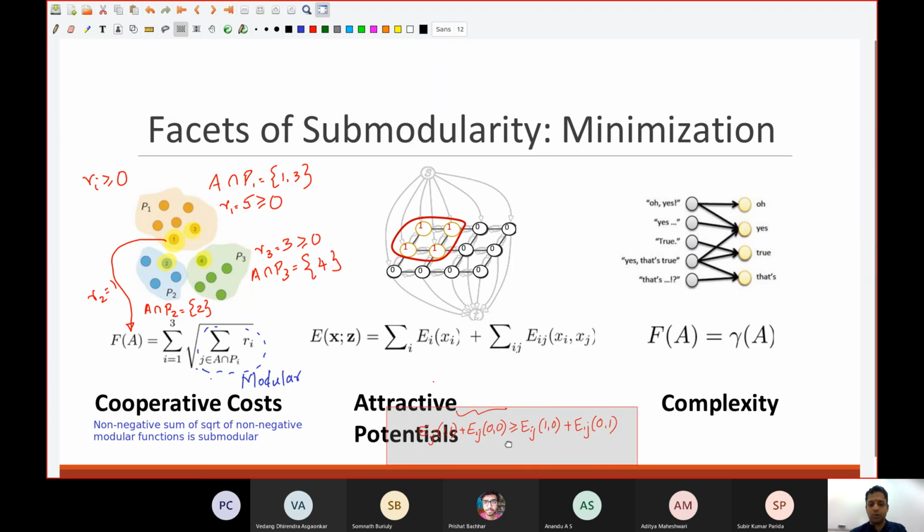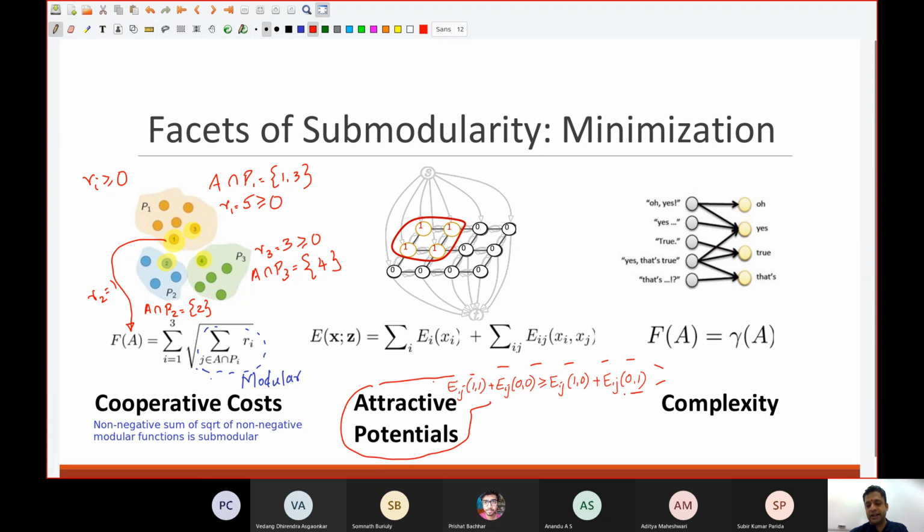Okay, that's exactly what we mean by attractive potential. So as long as they're attractive, then you can show that this function is submodular. I'll give a reason later on. Intuitive reason mainly. A third use case is complexity.